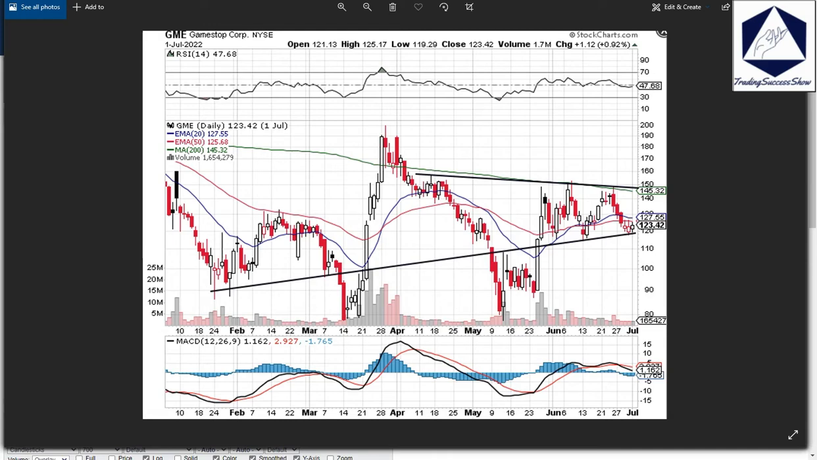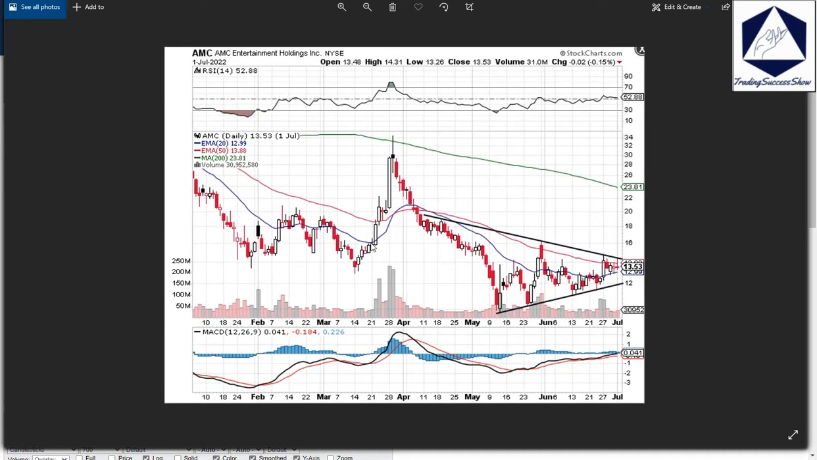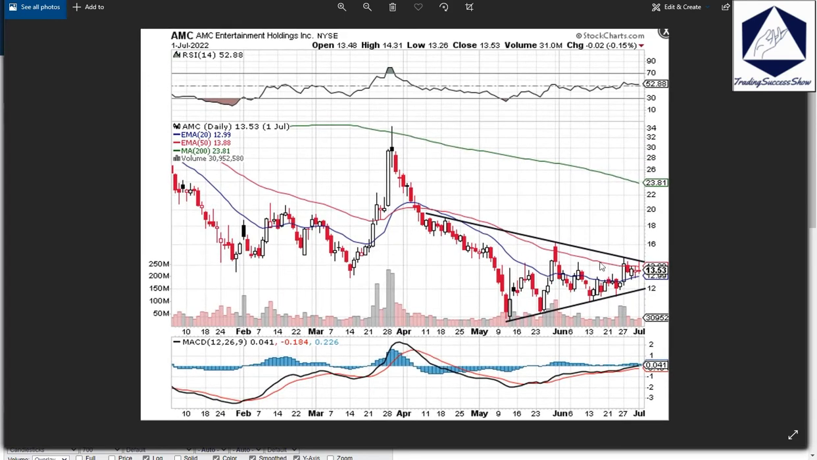We also have AMC. AMC is Entertainment Holdings, and right now they're movie theaters. We got nobody in the movie theaters, but for now I think this trend is what you're going to watch, because if price breaks through the 50 exponential moving average, we can break through this downtrend, and then we can boom into the $16 spot. So keep an eye out on that as well.